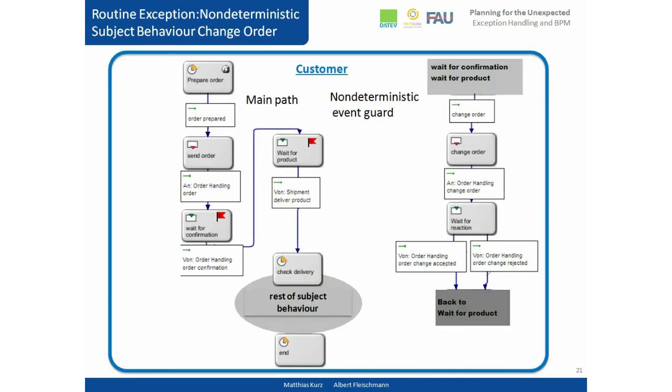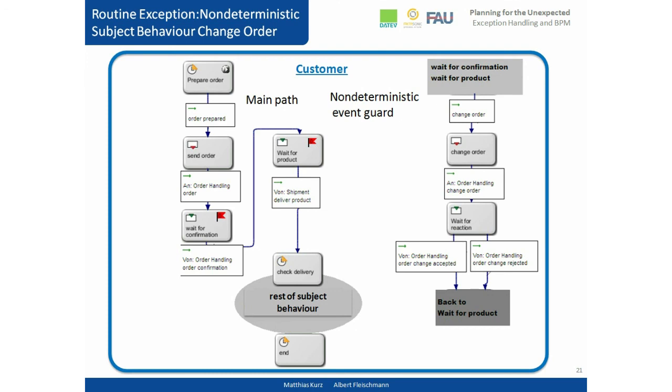Here we have the behavior of the customer. We changed it a little. This is what you know. And then in that state, the customer can have the idea, I want to change my order. We describe that with the so-called behavior extension. This means in that state, wait for confirmation and wait for product. These are the red flags.